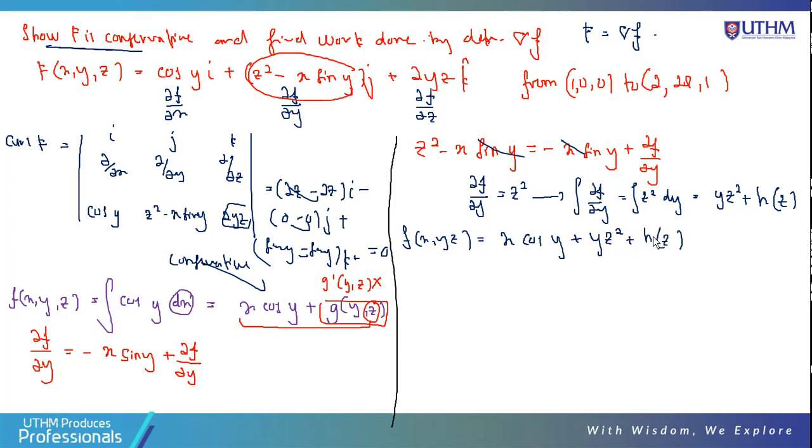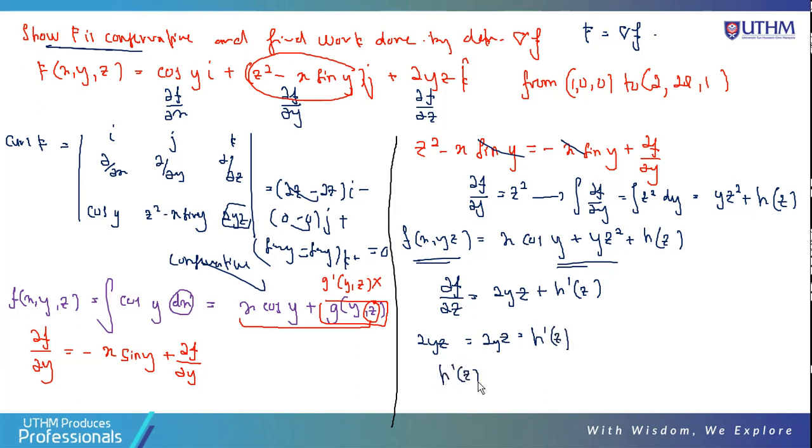Okay, so and then this function you partial with respect to the z. Ni tak ada z, kosong lah. Sini ada z, dia akan dapat 2yz, okay, plus ni hz ni sebab tinggal satu je, baru you can use the h prime z, and then you compare dengan atas. So 2yz equal to yz equal h prime z. Okay, h prime z equal to 0.